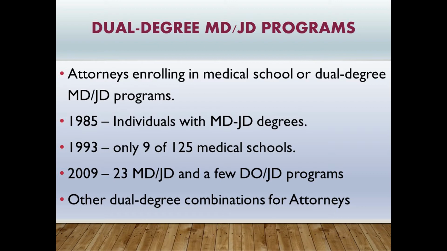In 1993, Harry Jonas, Sylvia Etzel, and Barbara Barzanski noted that students can earn combined Doctor of Medicine and Doctor of Jurisprudence, that's MD-JD degrees, in only 9 of 125 degree-granting U.S. medical schools fully accredited by the Liaison Committee on Medical Education, LCME. In 2009, there were 23 such programs and few DO-JD combined programs. In contrast, students can earn combined Doctor of Medicine and Doctor of Philosophy, that's MD-PhD degrees, in 113 of the 125 U.S. medical schools.